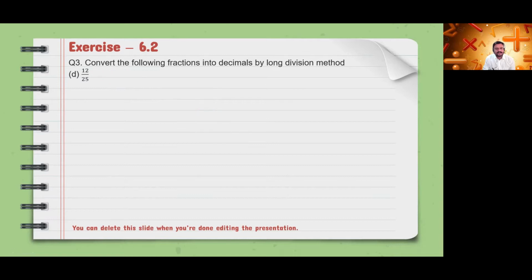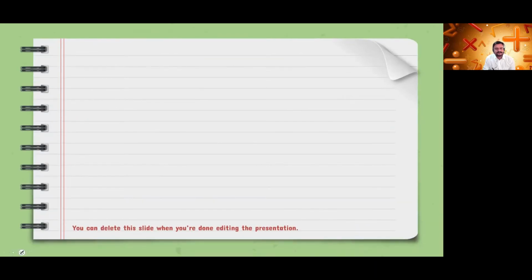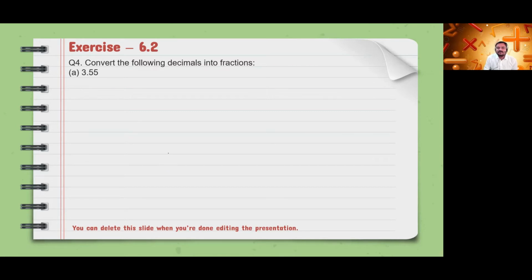Moving forward to the next question. Okay, convert the following decimals into fraction. Now, see, this is a decimal value. We need to convert it into fractions. Now, just check how many digits are there after the decimal point. Here, there are 2 digits after the decimal point.